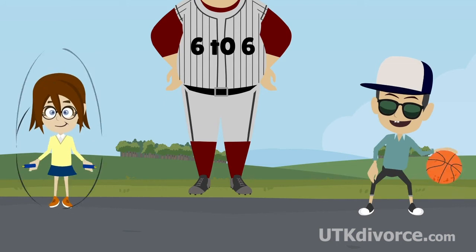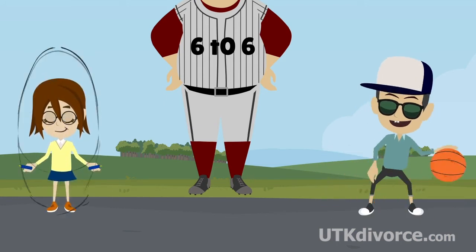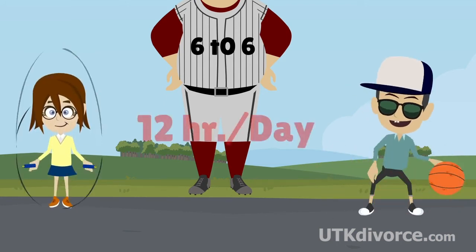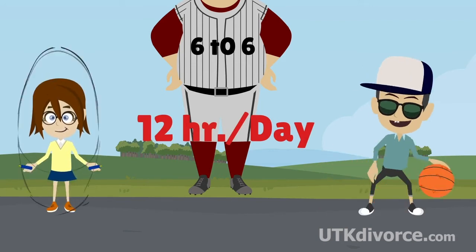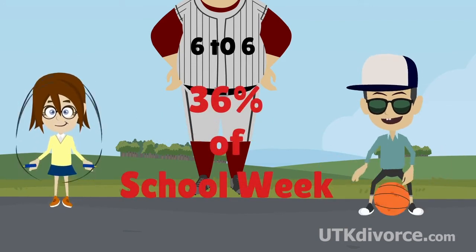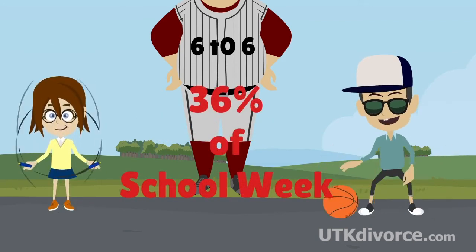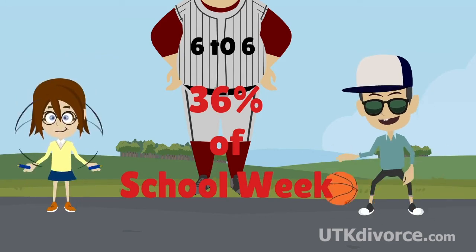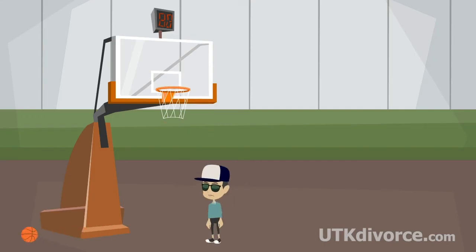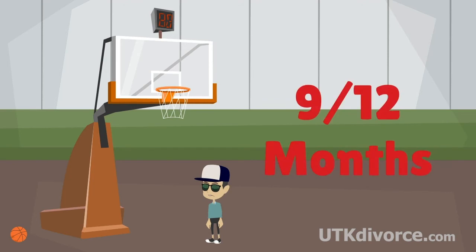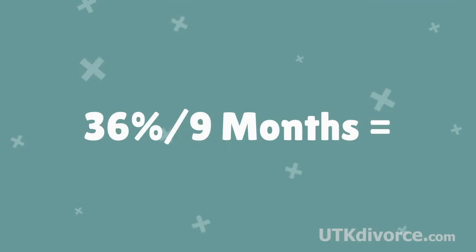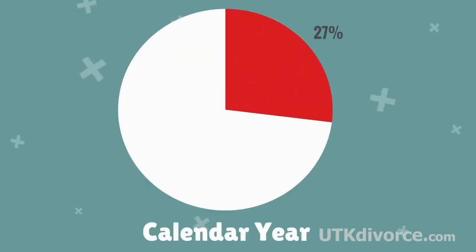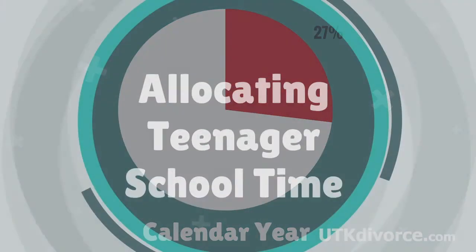If a child is in a before and after school program, such as a 6 to 6 program, then the child is at school for 12 hours a day. This is approximately 36% time of a 5-day school week. Most children are in school approximately 9 months out of a 12-month calendar year. 36% of 9 months means that the school time makes up approximately 27% of the calendar year.